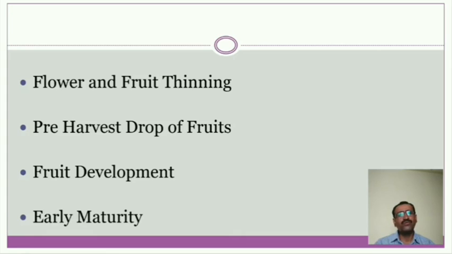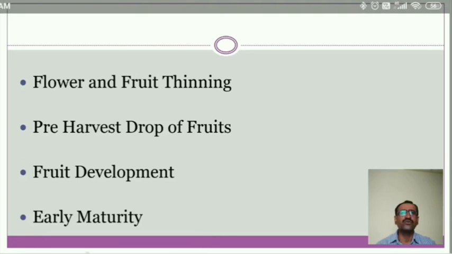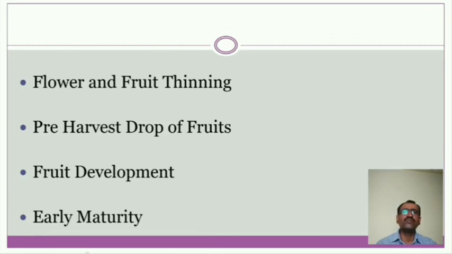Okay, with the help of this we can thin the excess amount of flowering and fruiting from the plant. Okay, this is about flowering and fruiting. Next point is pre-harvesting, also known as the drop of the fruit. Pre-harvest, or in some cases dropping of the fruit, can also take place, and in that case a growth regulator plays an important role.